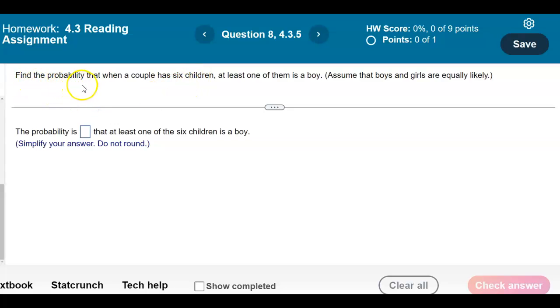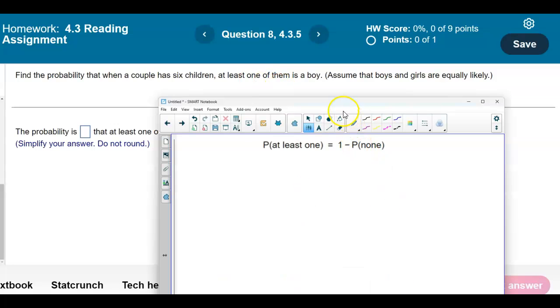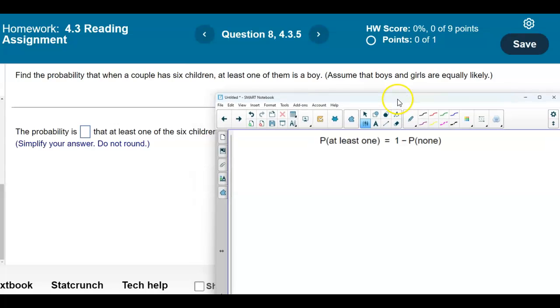Here we want to find the probability that when a couple has 6 children, at least one of them is a boy. So, since we're dealing with at least one, we need to look at the formula that the probability of at least one is equal to 1 minus the probability of none. So that would mean that we're looking for 1 minus the probability that all of them are girls.